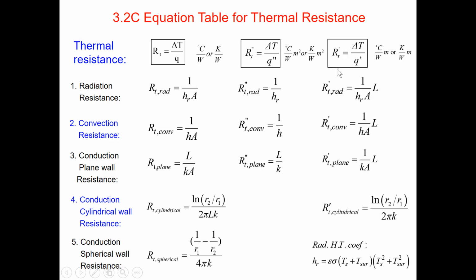Third, we can define thermal resistance RT single prime, which is a temperature difference delta T over heat rate per unit length Q single prime with this unit. It then yields RT prime for radiation, convection, plane wall conduction, and cylindrical wall conduction.